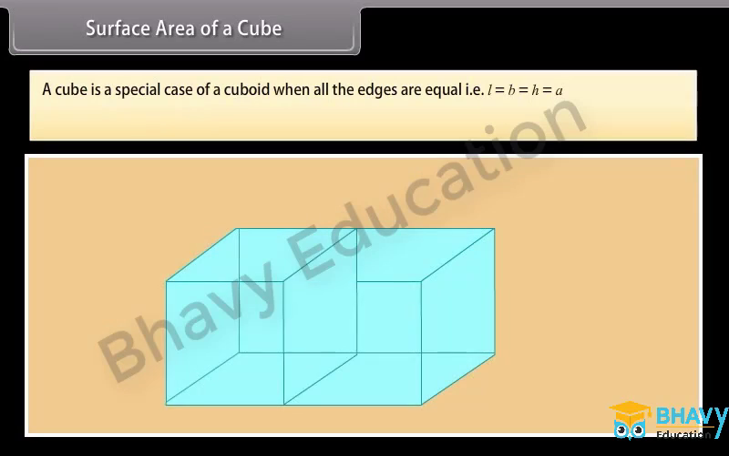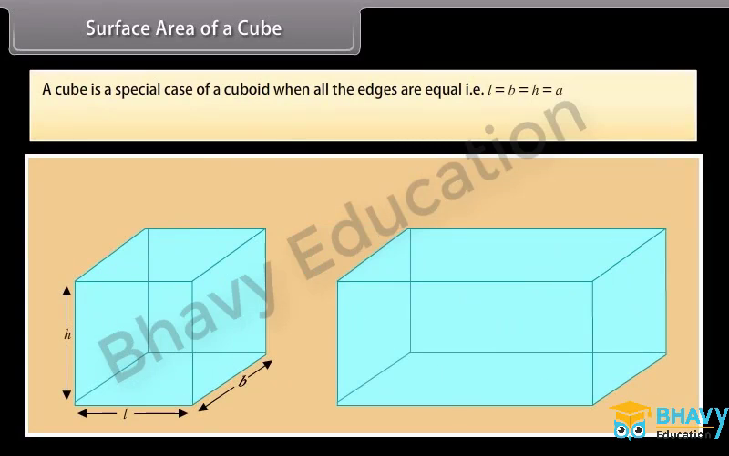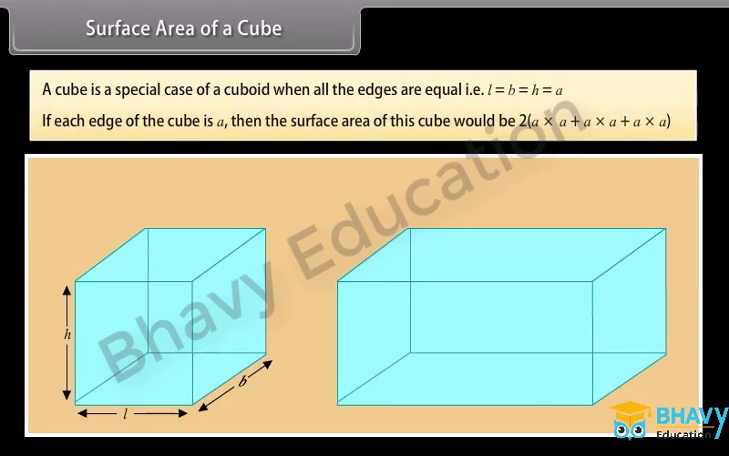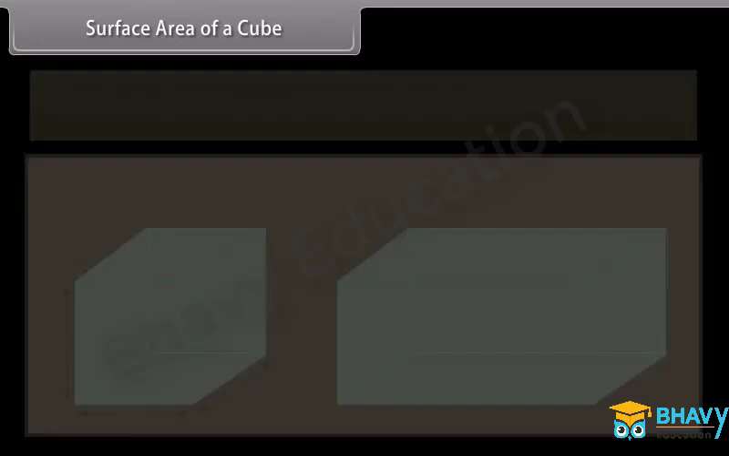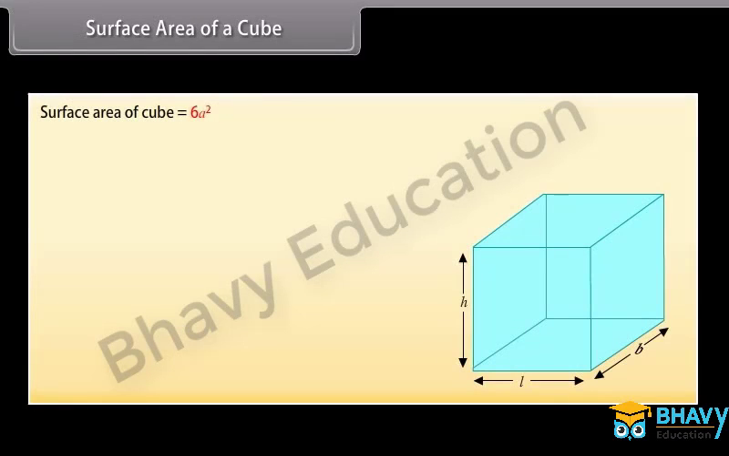Surface area of a cube. A cube is a special case of a cuboid when all the edges are equal. That is, L is equal to B, which equals H. If each edge of the cube is A, then the surface area of this cube would be 2(A into A plus A into A plus A into A), or we can write it as 6A square.